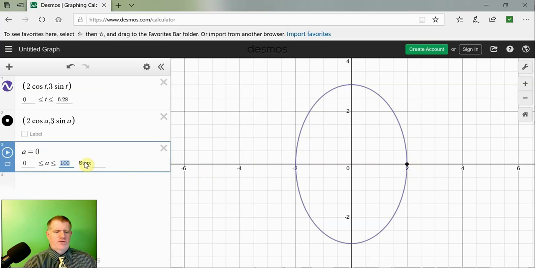And maybe I won't make it go so fast. If we probably go 10. Actually, all you need to do is go 2 pi. And it should be a little slower to see. That's a little nicer.